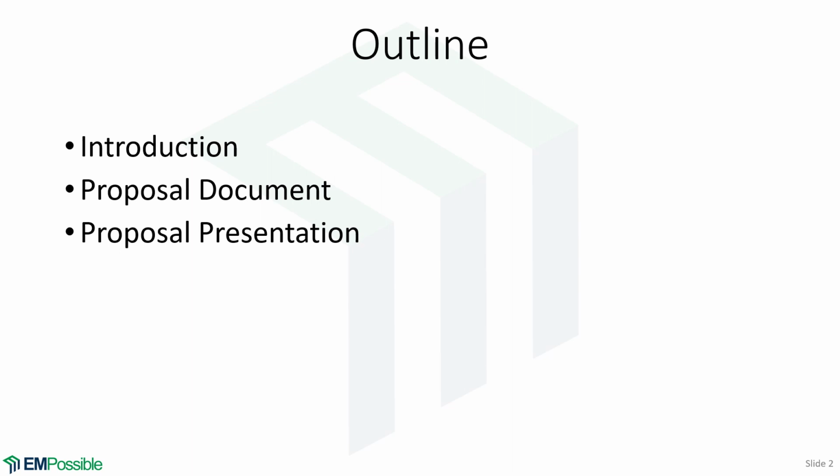Then we'll get on and we'll talk about the proposal document that you have to submit, and that's roughly, think a 10 to 20 page document summarizing everything about your proposal. And then, of course, you'll present that to the committee, so there's a presentation. And these requirements vary from university to university.